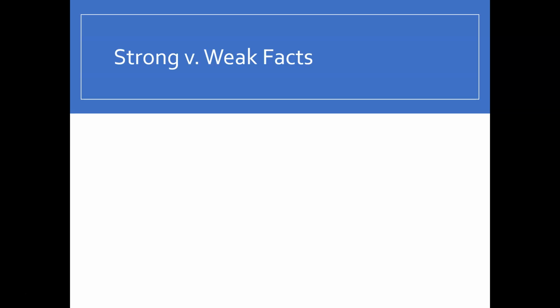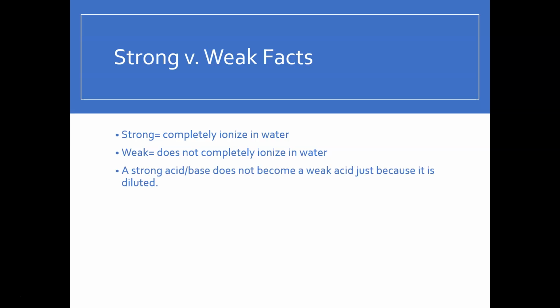Now, when it comes to acids and bases, we can call them strong or weak. So strong means that they completely ionize, break down into ions in water. While weak means they do not completely ionize in water, meaning they do not completely break down, and some of them are going to stay bonded together instead of breaking apart.